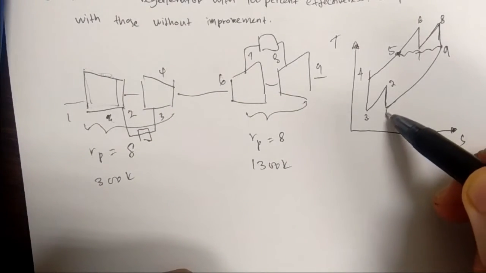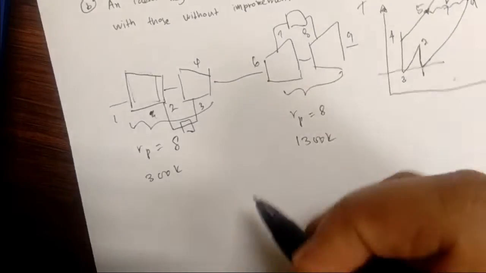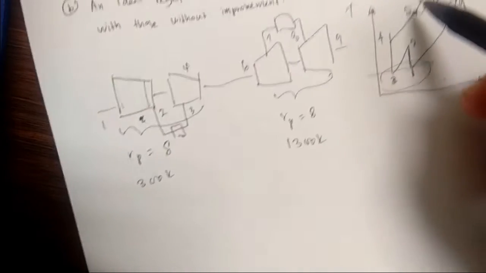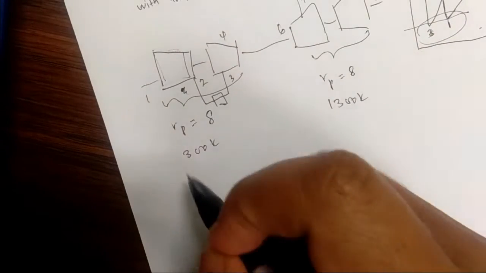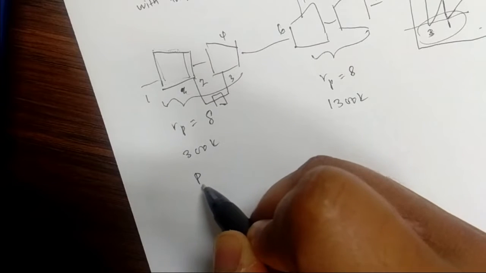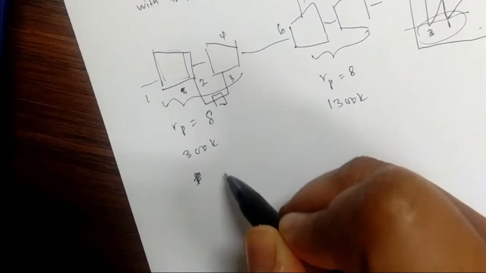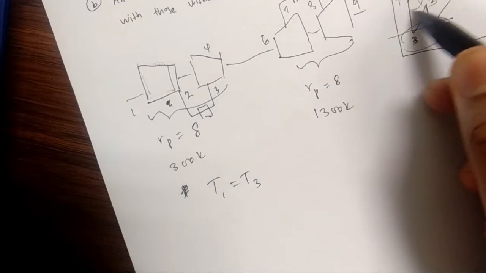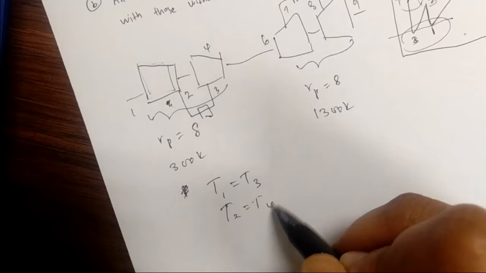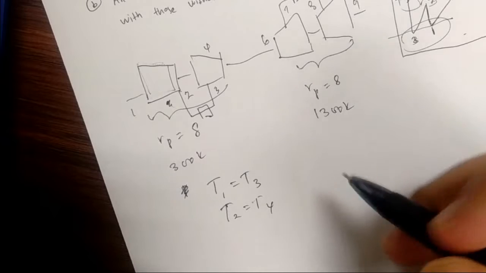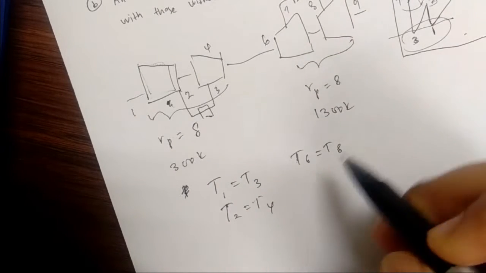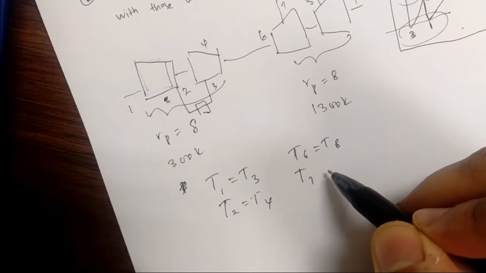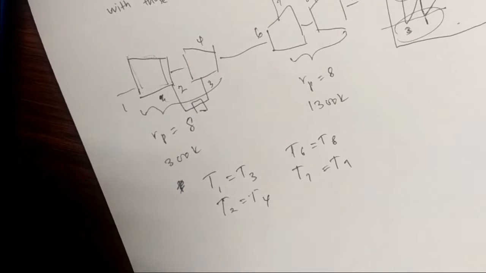So if you look at this TS diagram here, the temperature for this is the same. State 1 and 3 is the same. State 6 and 8 is also the same. Okay, so which means we can simplify our analysis like this. T1 is equal to T3. Okay, and then T2 is equal to T4. T6 is equal to T8, and T7 is equal to T9.